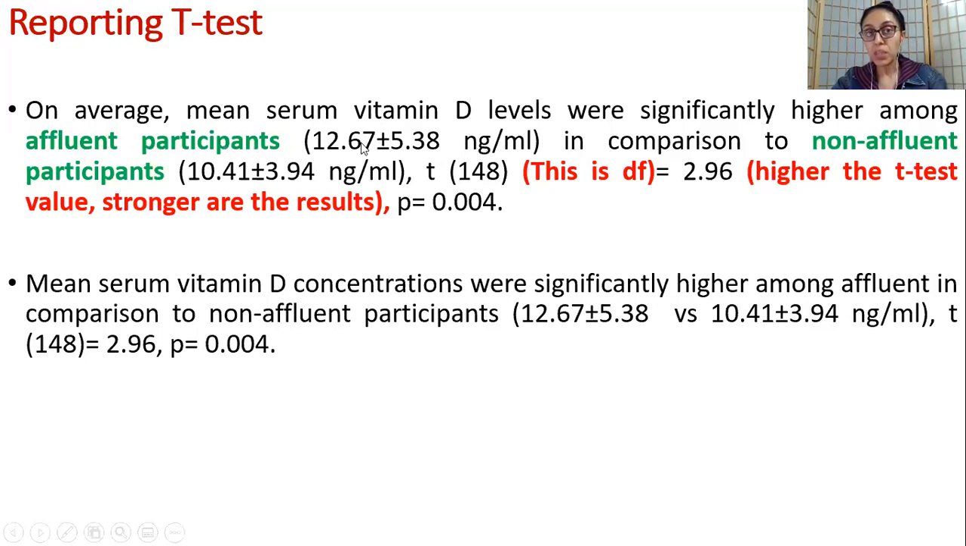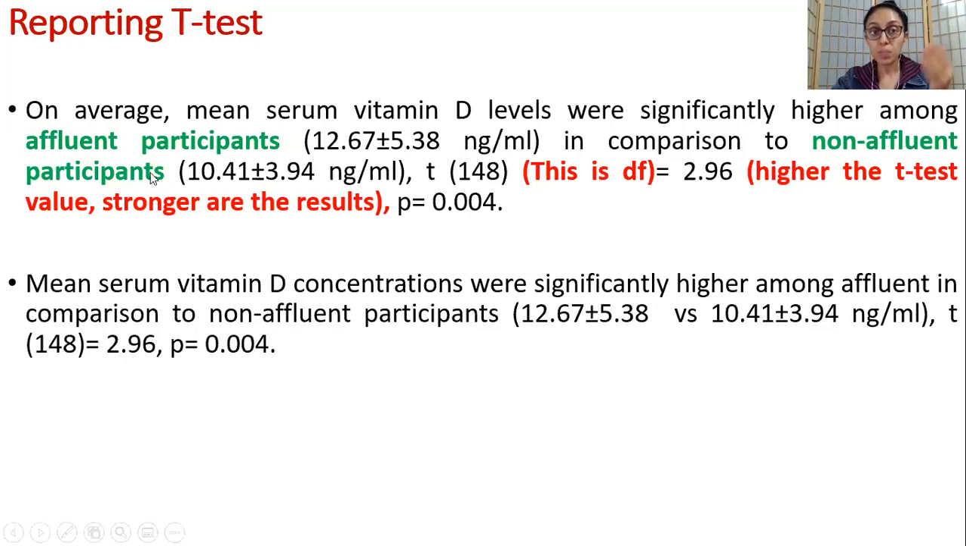So affluent participants' blood vitamin D levels were 12.6, for example, and this is plus minus standard deviation. You know how I taught you mean and standard deviation are best friends? They are buddies. So this is what it means: means and standard deviations you report together.